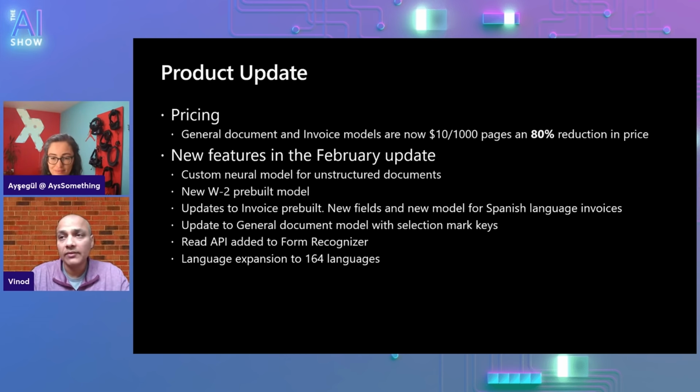And then finally, we're continuing to make improvements across the board. The general document model now has support for selection marks, and I'll talk a little bit more about that as we go through the overview of what each of these APIs are. And the Read API is now available with Form Recognizer as well. We continue to make improvements across all the different languages, and now we're up to 164 different languages that we can support. So there's a ton to unpack, like I just said.